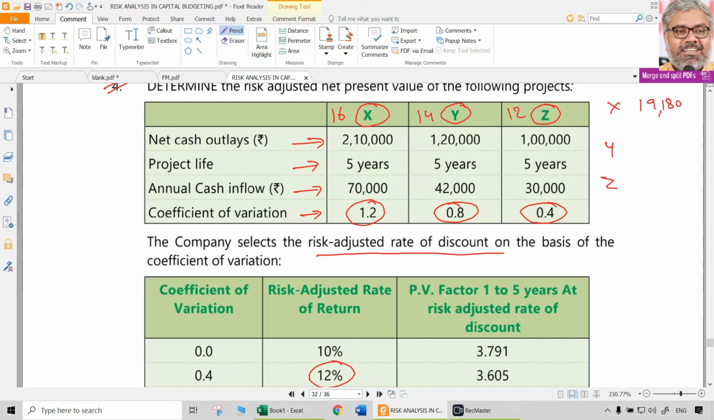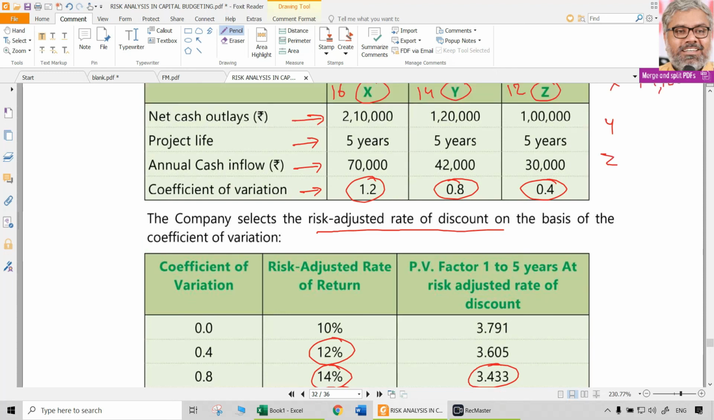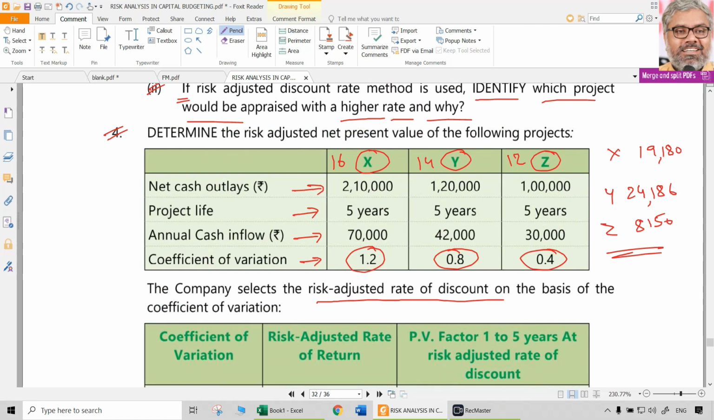That's it. Y. 42,000 annual cash flows multiplied with 3.433 because applicable rate is 14%. So 42,000 multiplied with 3.433 minus initial investment 1,20,000. So this gives an NPV of 24,186. Project Z. 30,000 multiplied with 3.605 minus initial investment 1 lakh. That gives an NPV of 8150. That's what is asked. Computation of risk adjusted NPV is what is required. So X 19,180, Y 24,186, Z 8150.